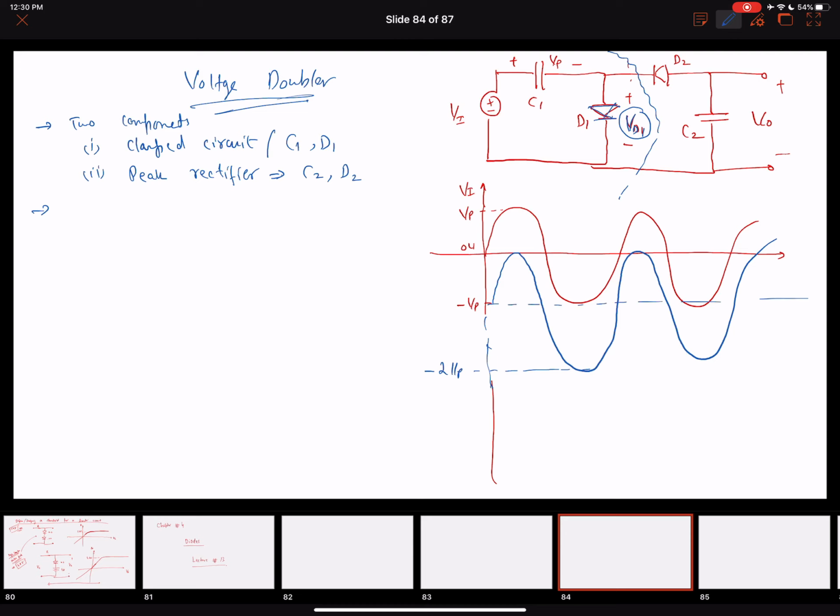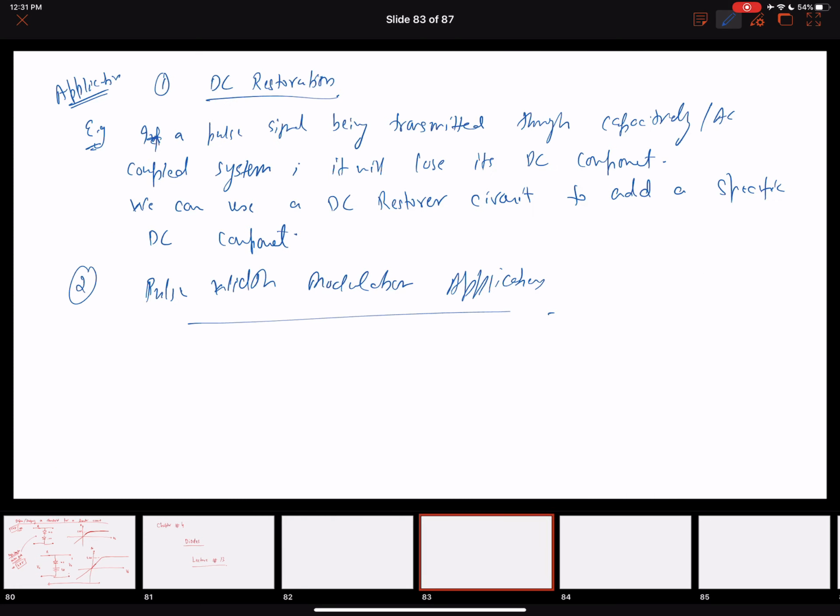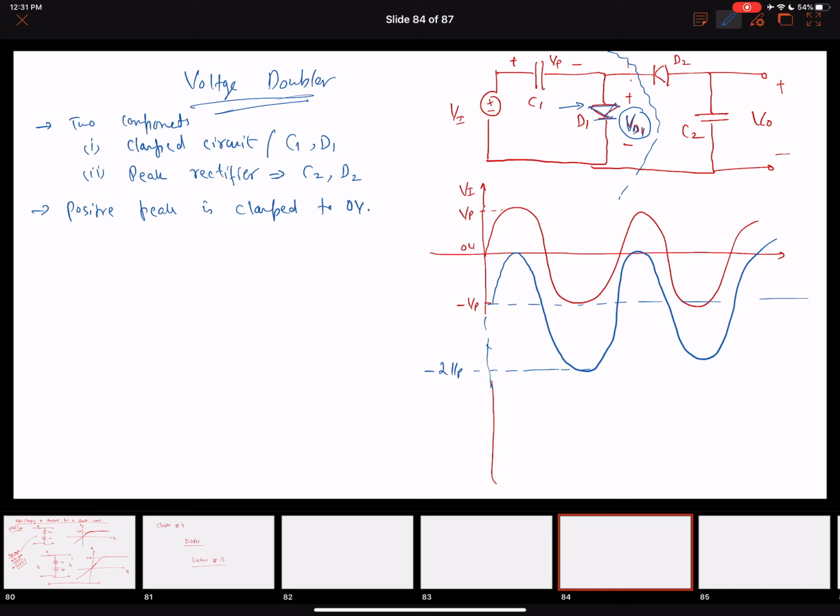Right, so what our clamp circuit did is the positive peak is clamped to 0 volts. If we go back to the earlier circuit, we saw that when the diode was connected in that direction, it charged the capacitor to the negative peak, minus 6 volts, and then clamped to 0. Now that the diode is connected this way, it is going to charge the capacitor to the positive peak and clamp this positive peak to 0.